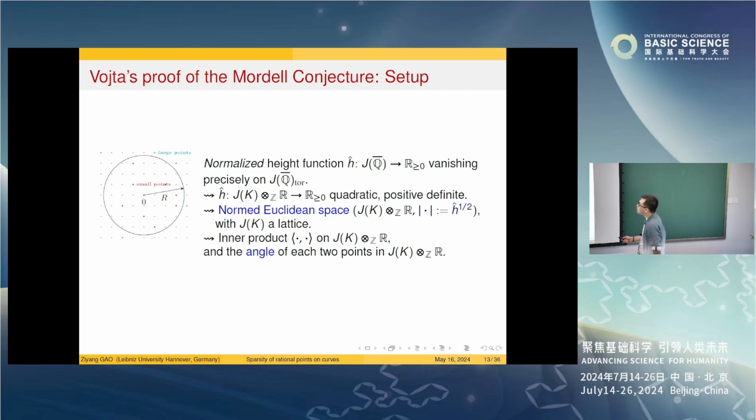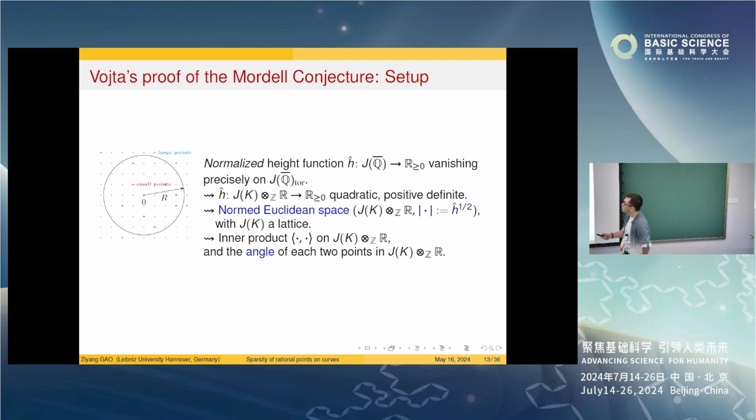So now we have J(K) tensor R. The Mordell-Weil theorem comes in at this step. J(K) is a finitely generated group, so J(K) tensor R is a finite dimensional real vector space. And we have this positive definite quadratic form on it, H hat. If we take 1/2, the square root of that, we get a norm. So now we have a normed Euclidean space, J(K) tensor R, with this norm given by the height. And J(K), as a finitely generated group, becomes a lattice in it.